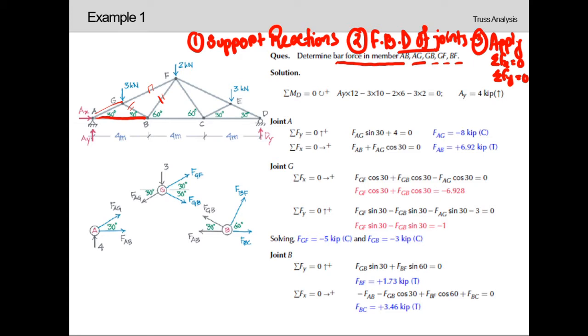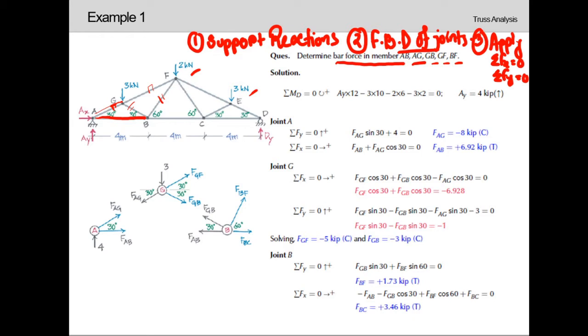So let's see. Here we can see the truss, the ADF truss. The load imposed at point G is 3 kilonewton, the load imposed at point F is 2 kilonewton, and the load imposed at point E is 3 kilonewton. Here we are asked to determine the bar forces in members AG, GF, BF and AB.